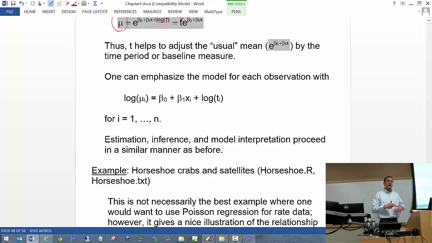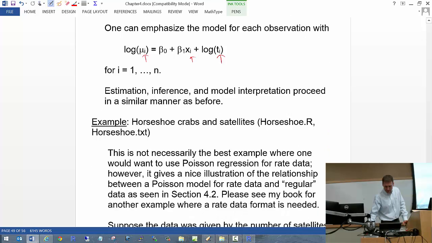If one wanted to actually emphasize your ith observation, notice how I put an i here, and an i there. Because every observation in a data set could have a different exposure time, exposure length, however you want to put it, a different t. So how do we estimate this model? How do we do inference from the model? How do we interpret the model? Well, just do it the same way as we've done with Poisson regression models before, taking into account the fact that now there's a t you have to worry about. So let's take a look at an example.